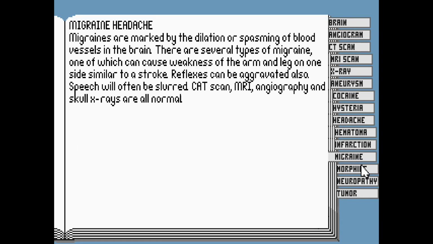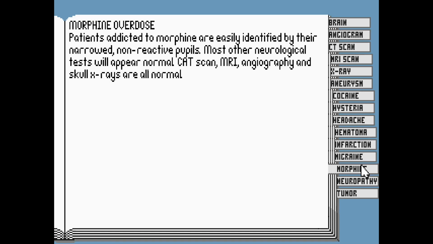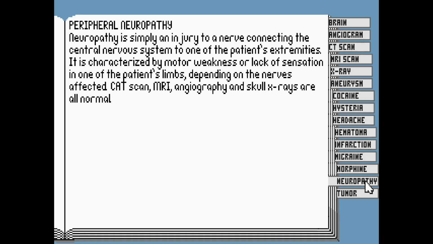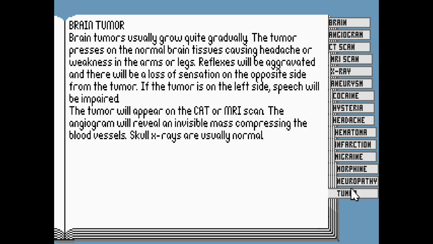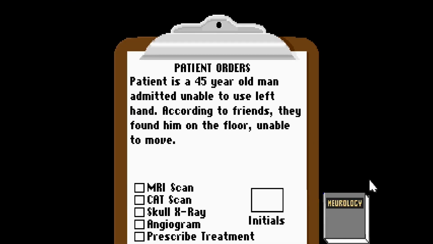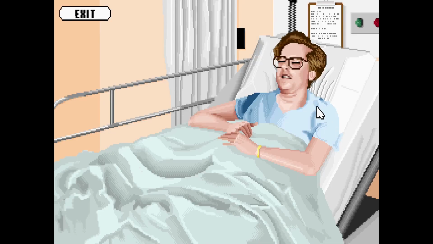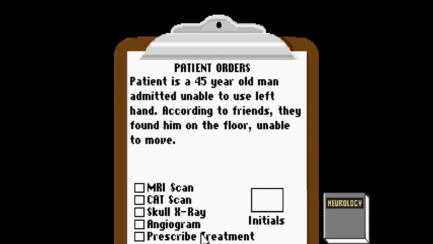What about morphine? No, pupils are fine. Neuropathy. Just one of the patient's limbs. But both of his limbs are affected. Right. See, none of those fit. This could be a problem. Let's prescribe a treatment.